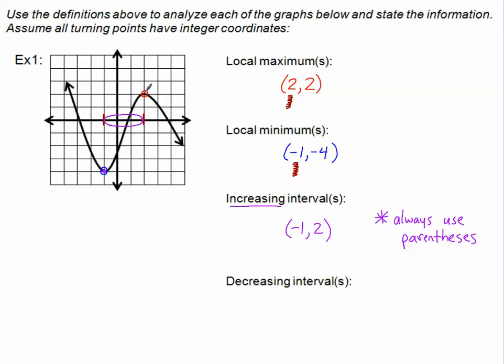Once we get to the top of the hill, and just stop, we're not increasing, we're not decreasing, we're just stopped. We increase over an interval of numbers, so we never use the endpoints. We will always use parentheses with increasing and decreasing. We are not increasing anywhere else in this graph, so now we must be decreasing in the other locations.